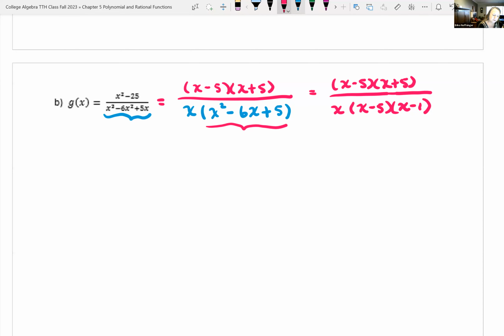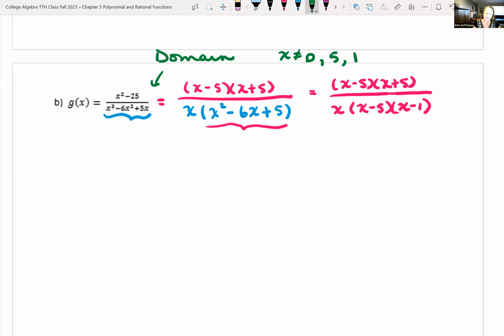So for our domain, we need to say that x cannot be, well, x can't be 0, so that's when x is 0. X minus 5 can't be 0, that's when x is 5. And x minus 1 cannot be 0, and so that's when x is 1. So domain's going to be all real numbers except for those three just stated.